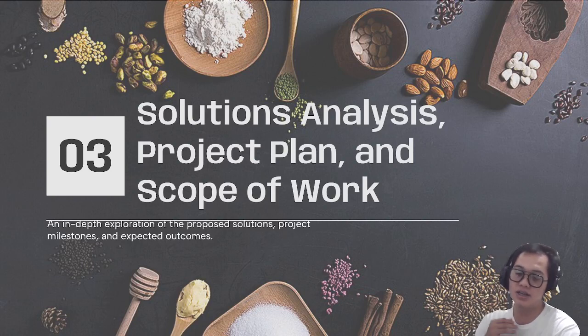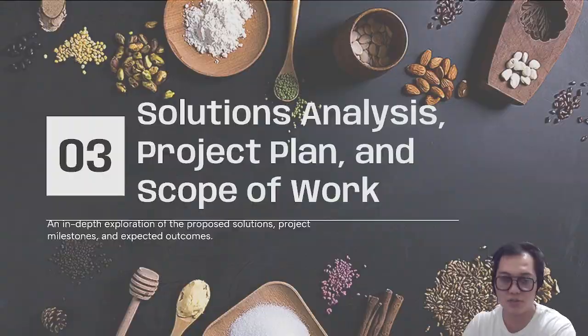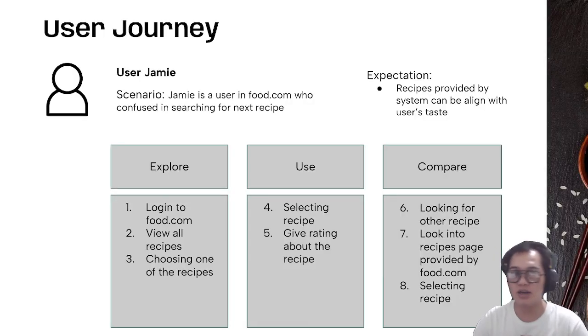This is the number three section, solution analysis, project plan, and scope of work. Let's look at our user journey. Jamie wants to find a food recipe on our website, so he goes to food.com, reviews all the recipes he wants, and chooses one of them.